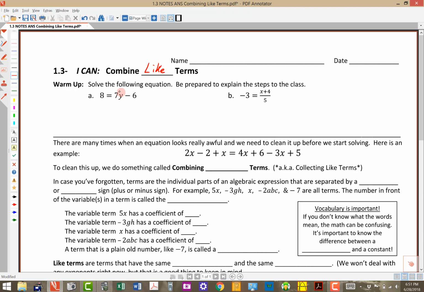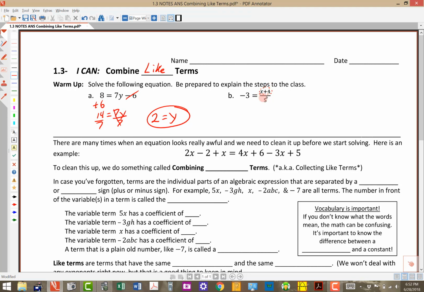Let's see. So we want to isolate that variable term 7y. So we're going to get rid of the -6. We're going to add 6 to this side. That's going to cancel from this side. We've got 14 over here. We've got 7y there. That's implied multiplication, 7 times y. So we want to undo multiplying by 7. So we're going to divide by 7. Those are going to cancel. We're going to have y on this side, and then 14 divided by 7. It does go in evenly, so we've got a 2 right there. If it didn't go in evenly, we'd stop thinking of it as a division problem and start thinking of it as a fraction.